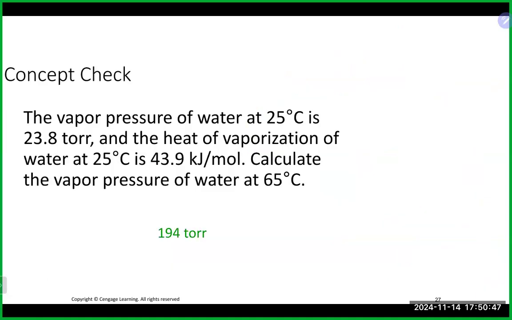The vapor pressure of water at 25 degrees Celsius is 23.8 torr. The heat of vaporization of water is 43.9 kilojoules per mole. Calculate the vapor pressure of water at 65. So I want you to take, well, there's the answer right there. So let's see how we get to that answer.